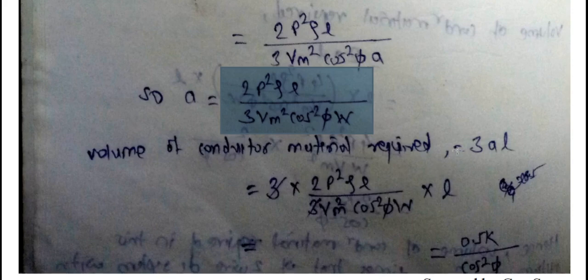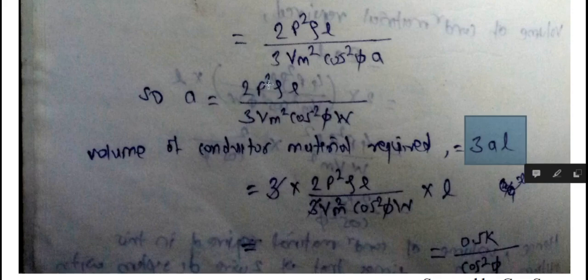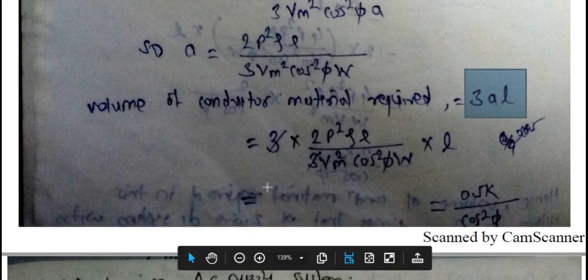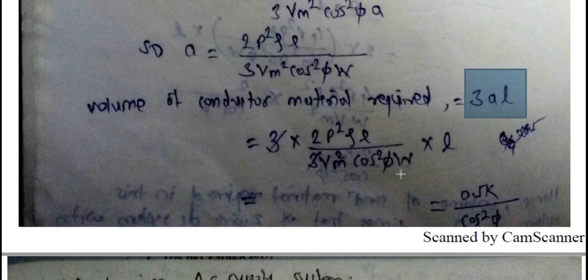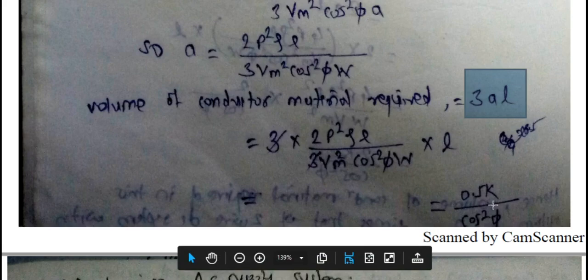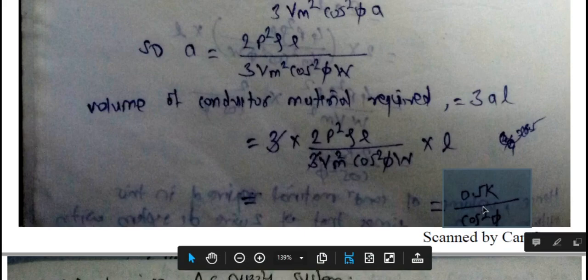Volume of conductor material required is equal to 3 times A L. So 3 into A into L, and the value becomes 2P squared rho L squared divided by Vm squared cos squared phi into W. But the value of K we have to use from the first expression. So it becomes 0.5 times K divided by cos squared phi. So this is the value for the 3-phase 3-wire supply system.